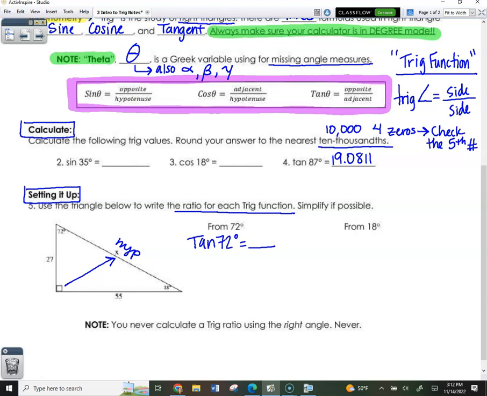All right, what's the formula for tangent? From the 72. So imagine standing here. What's opposite? 55. What's adjacent? So that's what fills in the fraction. This was opposite, and this was adjacent.